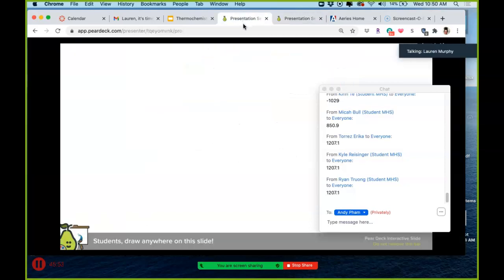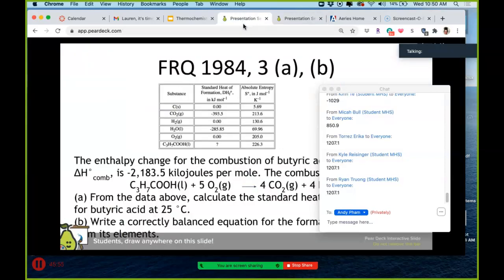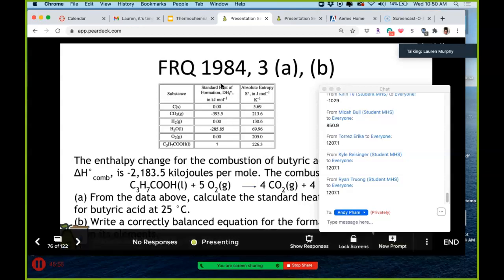All right, let's try another one. This is an FRQ from 1984. Oh my goodness, way before you were born. It actually was the year after I was born, so I was very, very little.